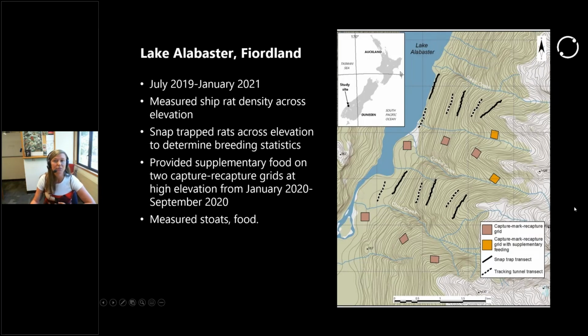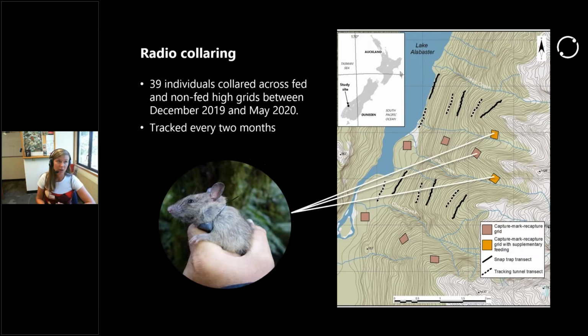And we also measured stoats through cameras and food availability along the gradient. We also radio collared almost 40 shiprats at high elevation and tracked them every 2 months to understand where they go once that beech seed runs out.